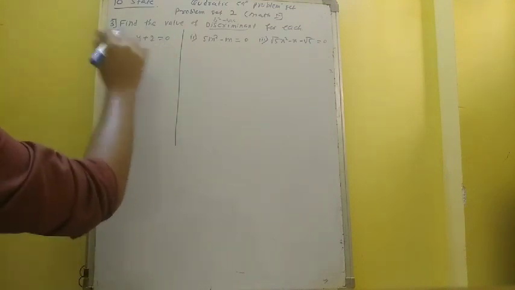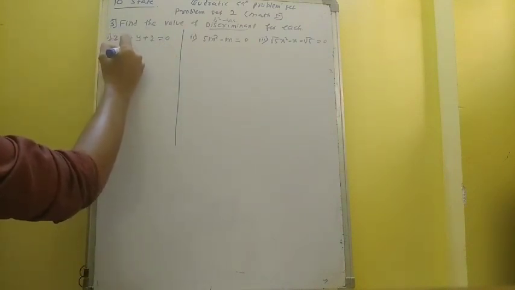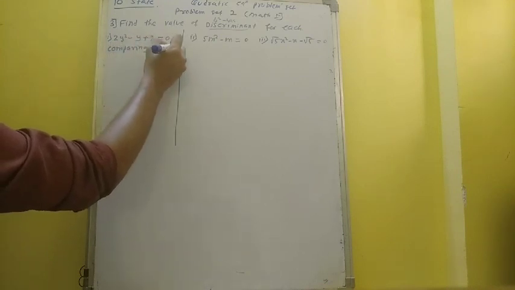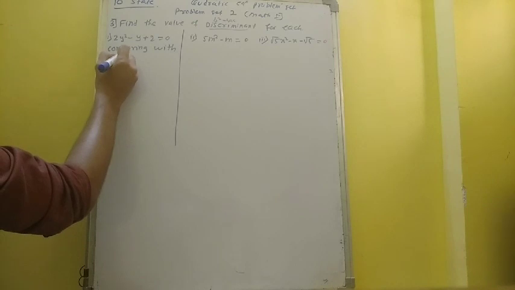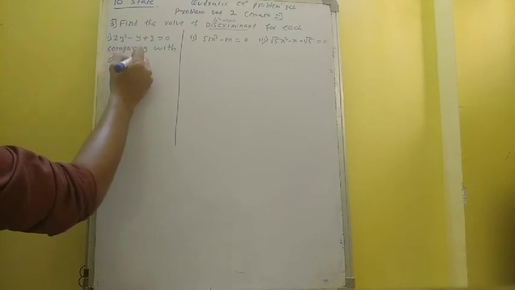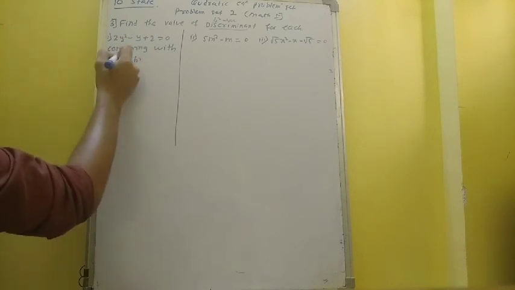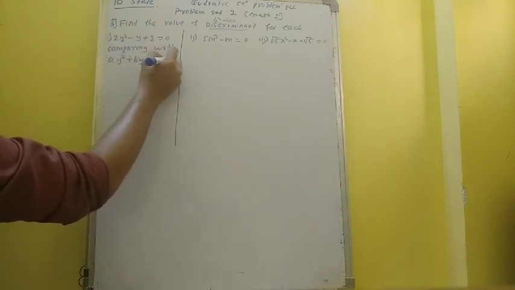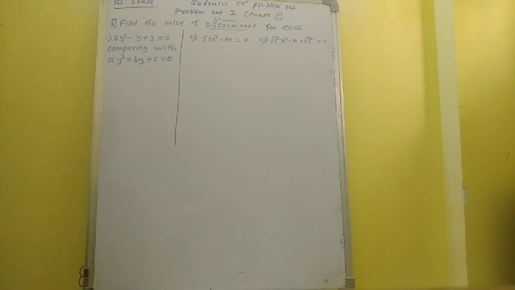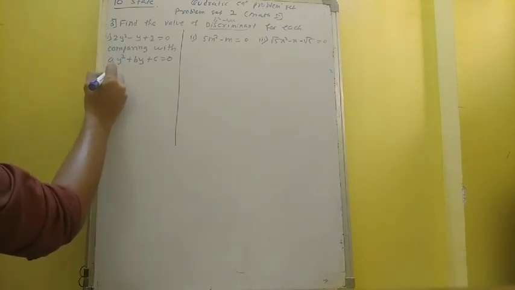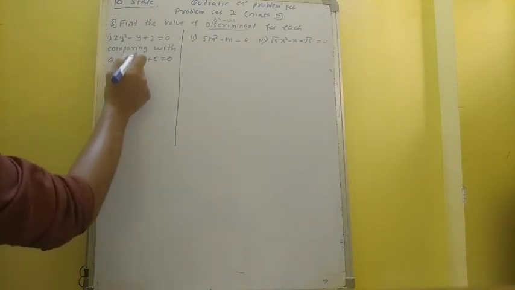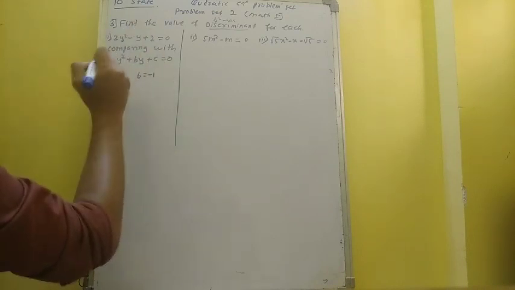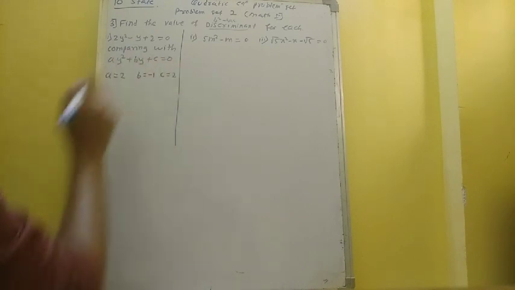If we compare this with ax square plus bx plus c is equal to 0, what is the value of a? a is equal to 2. What is the value of b? b is equal to nothing, which means minus 1, and c is equal to 2.